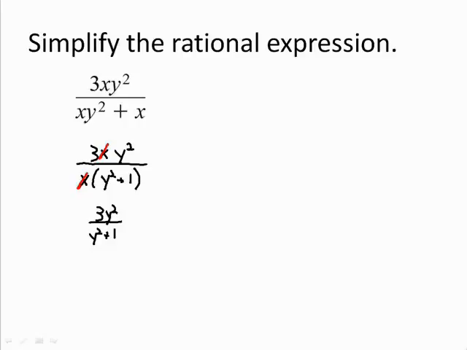This expression has to have the same domain as the original expression. You took an x out of the denominator in the original expression. If x was equal to 0, then the denominator would be equal to 0 and the expression would be undefined. So x cannot be equal to 0.